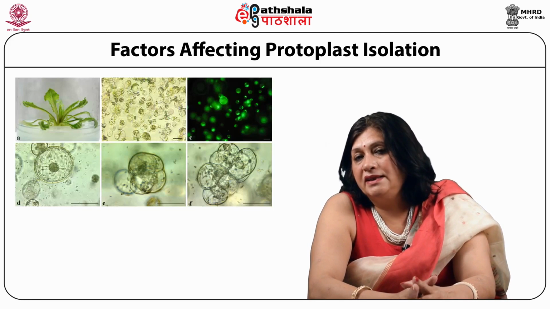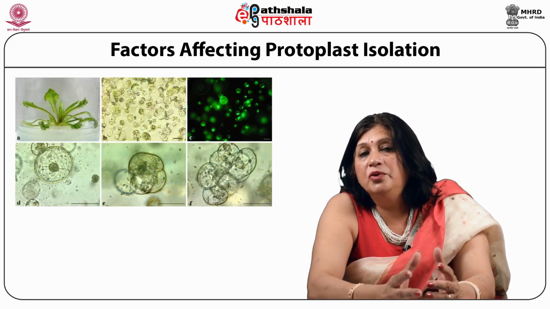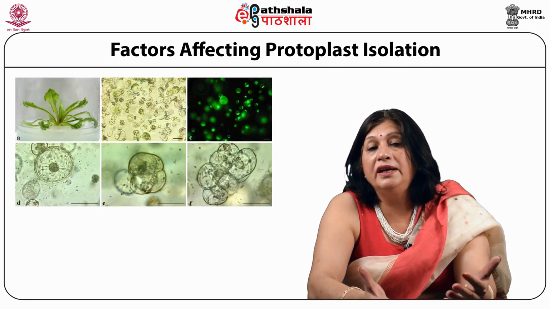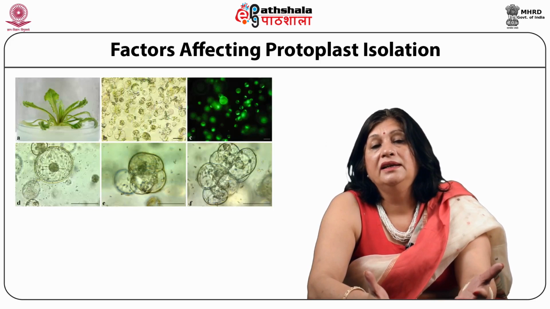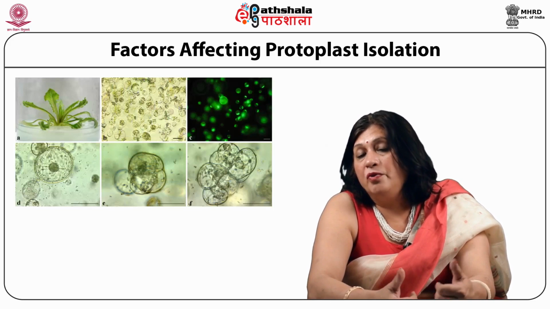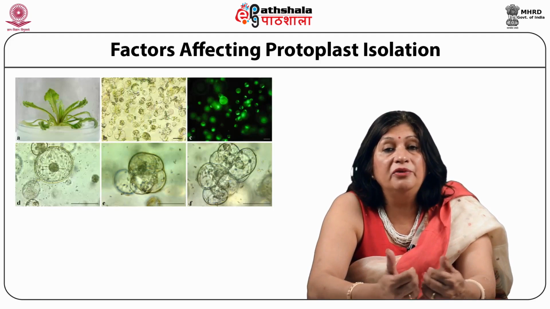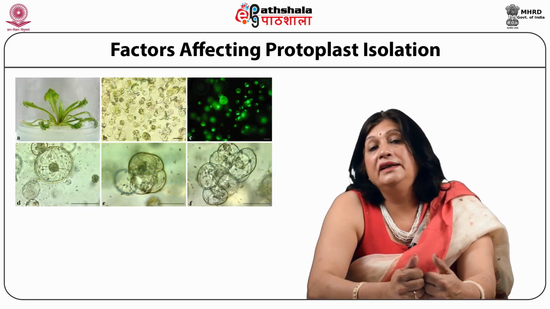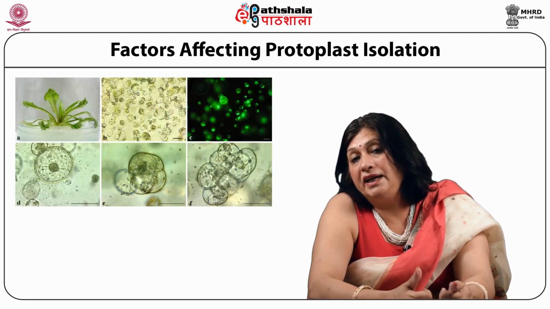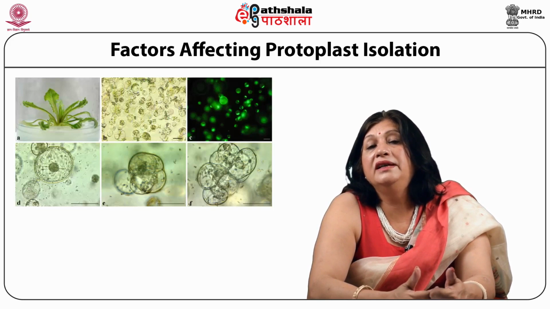Now, what happens is that when the cell loses its wall, it becomes very sensitive to the media it is in. So the osmotic pressure, the osmoticum of the media, plays an extremely important role, because depending on the osmotic pressure, the protoplast might burst or might shrink to a level where it loses all its water and cannot carry out any further metabolic activities. And this osmoticum is usually maintained by sugar in the range of 400 to 800 micromoles.